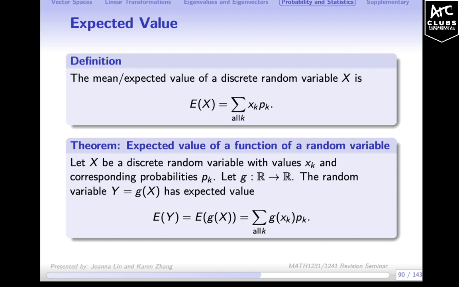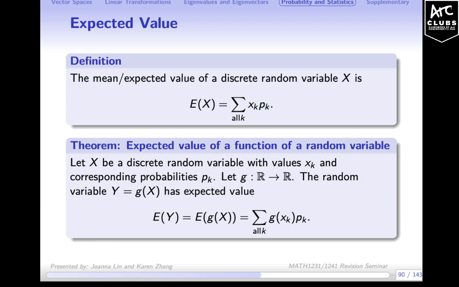Okay, so moving on to expected value. The expected value is just the average, so the mean. So you're looking at where all your values generally lie. Where they generally accumulate is where your mean would be. Okay, so this is the formula. You're essentially just multiplying the outcome, so xk, by your probability of the outcome happening, which is pk. And you're summing them all up.